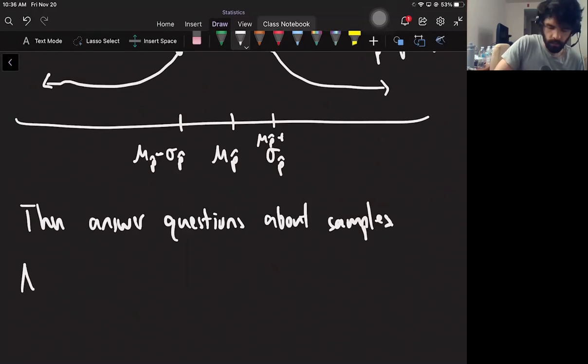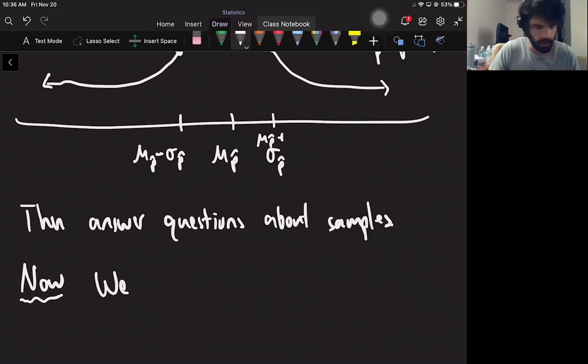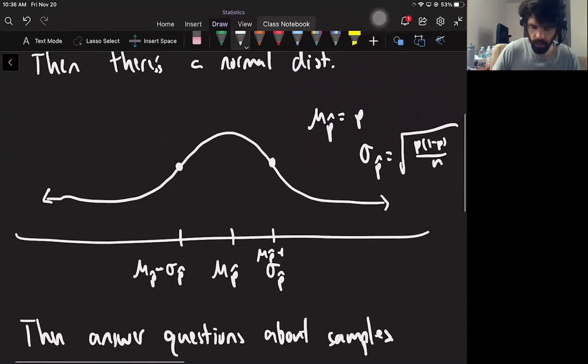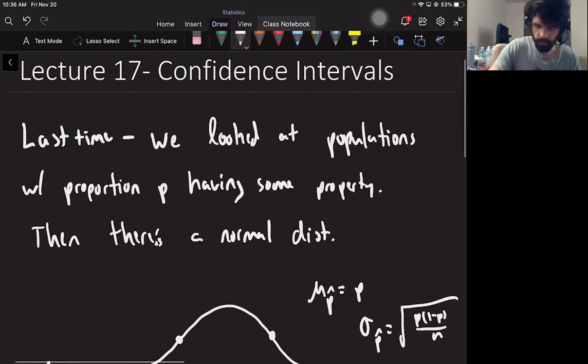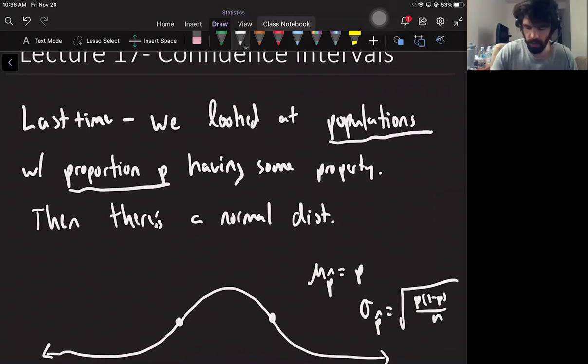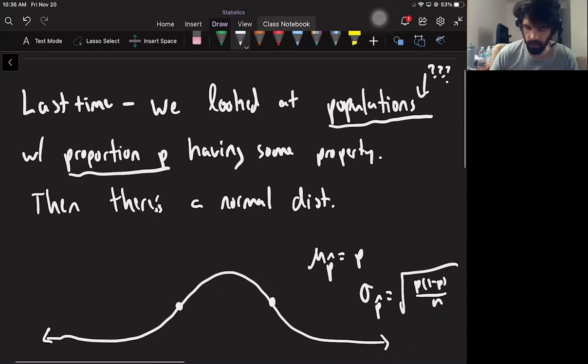But now, so what's wrong with what we did last time? Well, we're sort of doing something not that helpful yet, because what we're doing before is we already know the population proportion, and we're just looking at samples. But realistically, you don't know this. You don't know this already before you do the samples. You do the samples first.